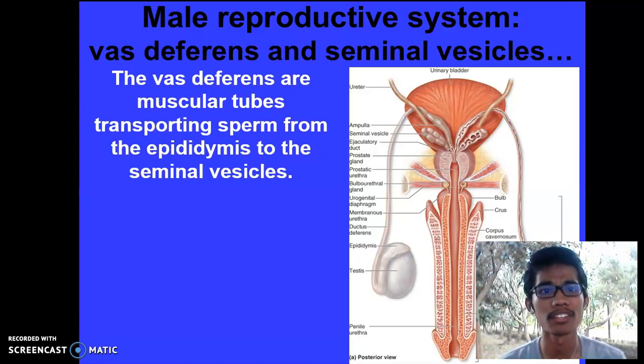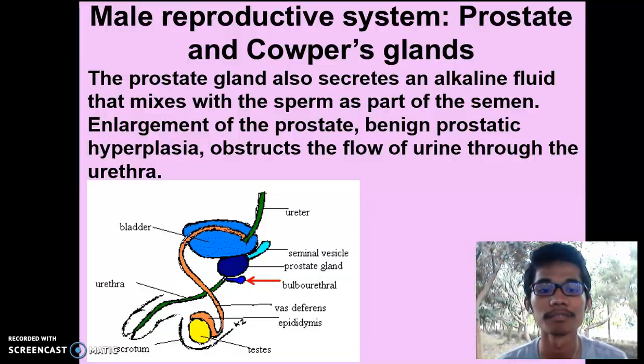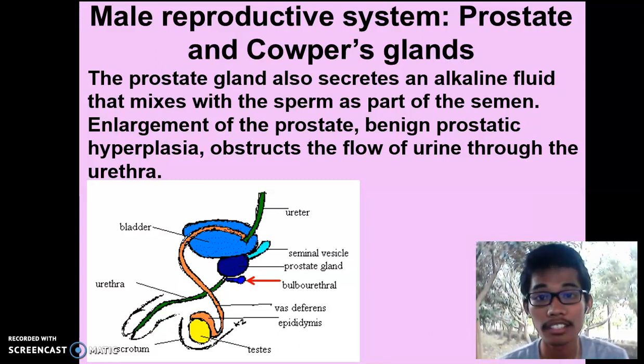Vas deferens and seminal vesicle. The vas deferens are muscular tubes transporting sperm from the epididymis to the seminal vesicles, prostate, and other glands. The prostate gland also secretes an alkaline fluid that mixes with the sperm as part of the semen. Semen is a liquid, almost like water, but darker and not clear at all.